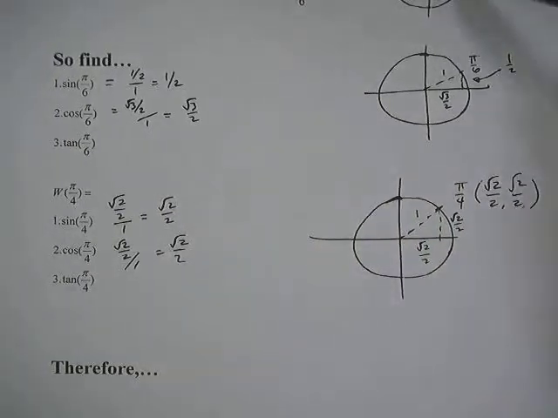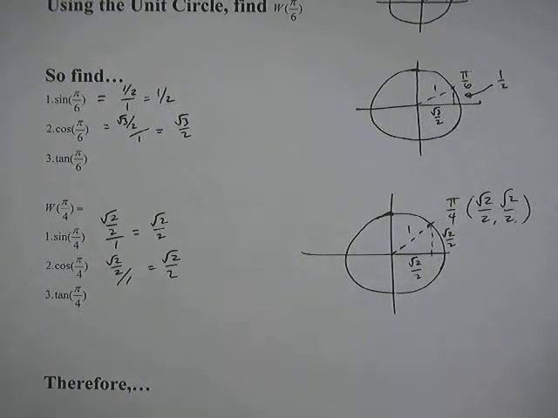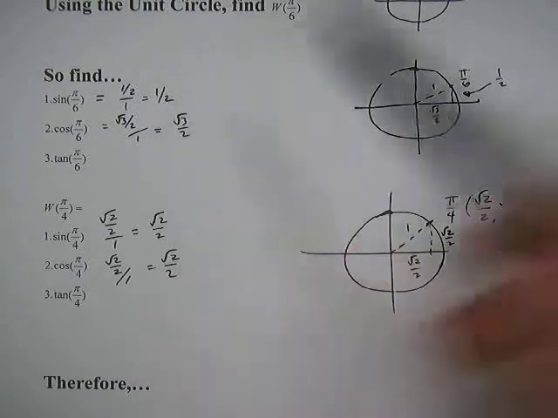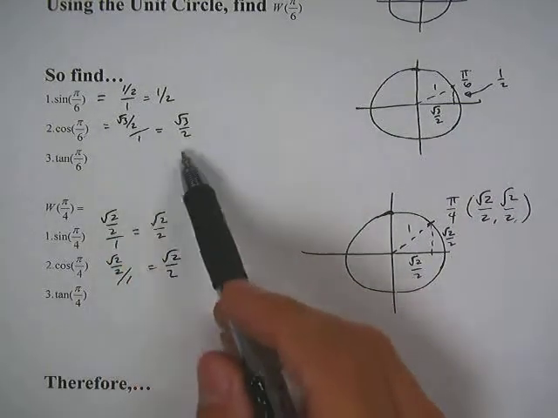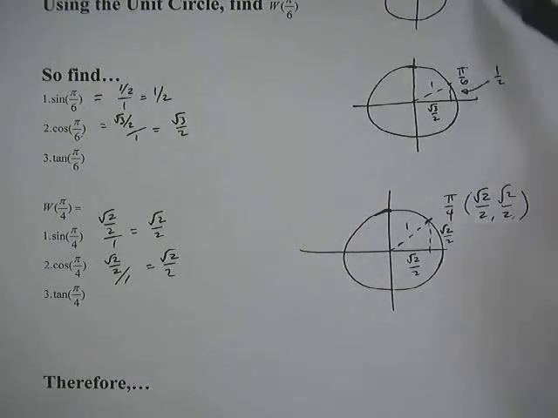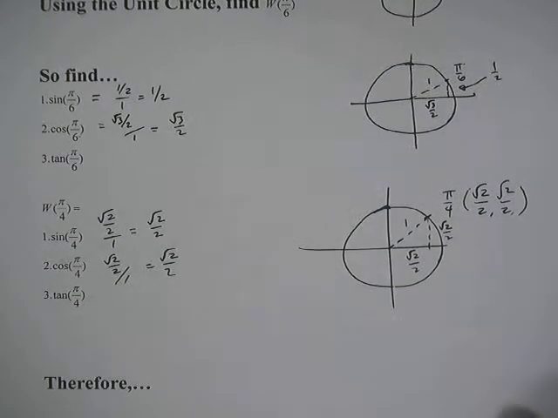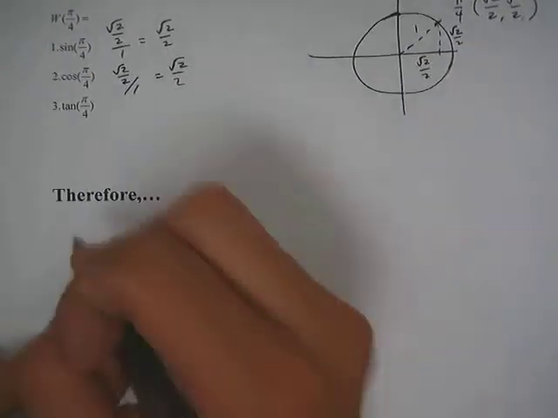Well, what do you notice about these answers and the coordinates of these spots on the unit circle? Well, hopefully one thing that you've noticed is that when I did sine of pi over 6 equals a half, that's the same thing as the y-coordinate. And when I did cosine of pi over 6, I got root 3 over 2, which happens to be the x-coordinate. And that is true, and that's a generality that we are going to make.